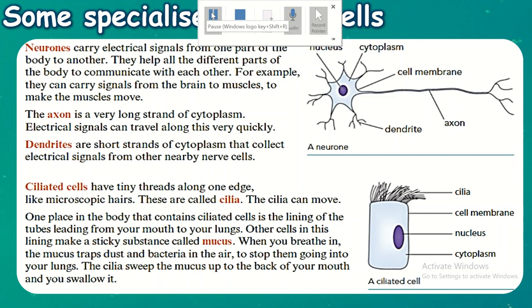Who brings those signals to the parts of the body? That is the neuron. So neurons are cells which carry the electrical signals from the brain to the other parts of the body.